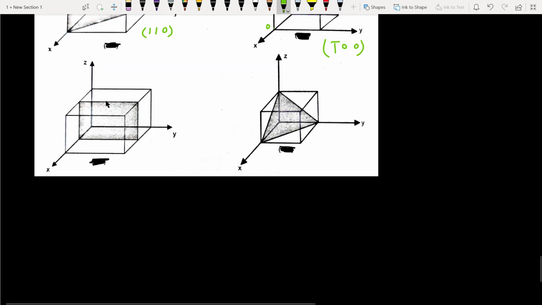Now we try to find the Miller indices for this plane. If this is A, then this will be A by 2. So the intercepts of this plane will be A by 2, parallel to y-axis 0, parallel to z-axis 0. So now we have to find the multiples. It is half, it is 0, it is 0. Then we take the reciprocal: 2, 0, 0. So these are the Miller indices.